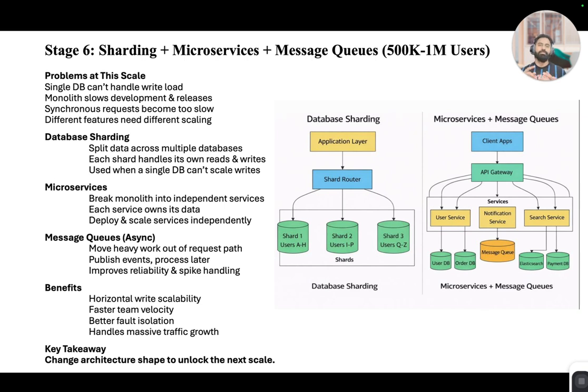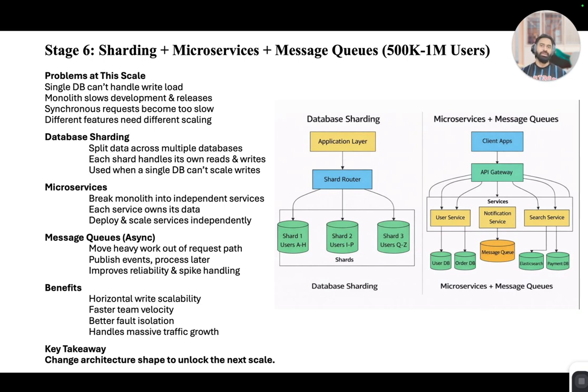The steps are: first do indexing, then you can do query optimization, maybe you can use caching, read replicas, and bigger machines. If those didn't work and there is no option left, then go for sharding. Okay, so this is about sharding.